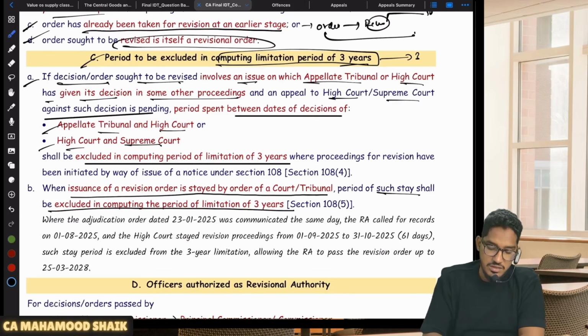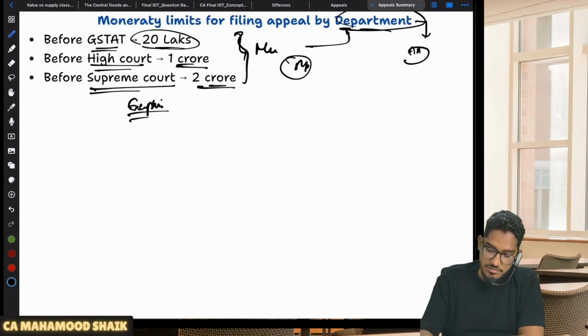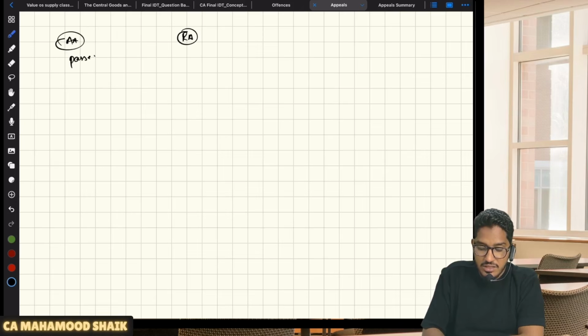Able to understand? I think you are not able to connect this point. I will tell you. Somewhere a gap is coming. I am not getting that satisfaction from you. Let us say there is one revisional authority here. There is one adjudicating authority. It has passed an order. In that order, they have granted one exemption.